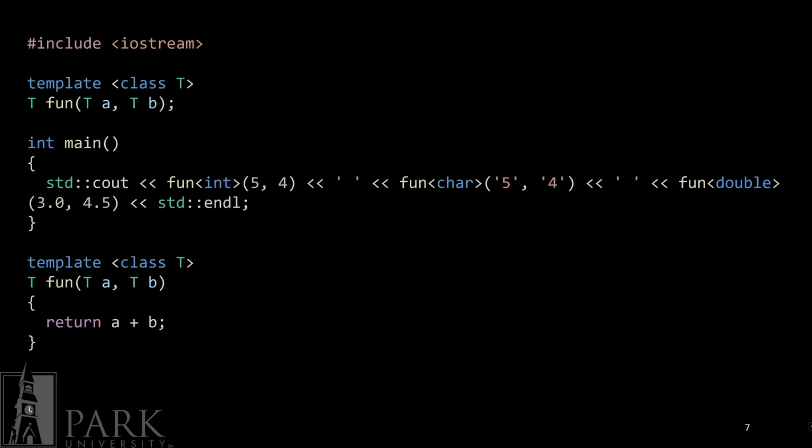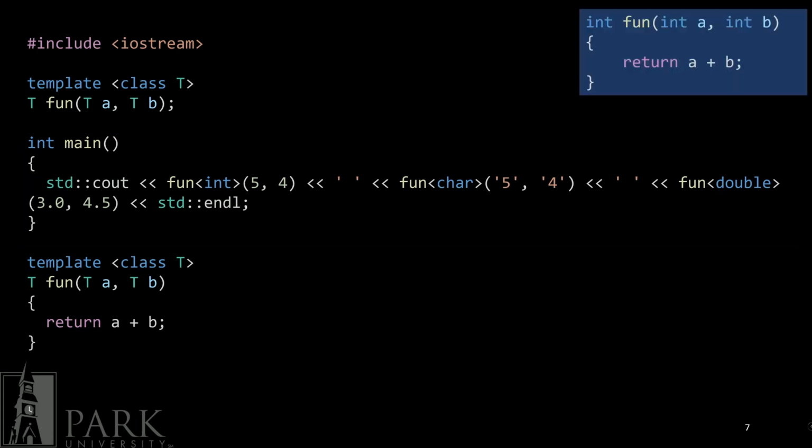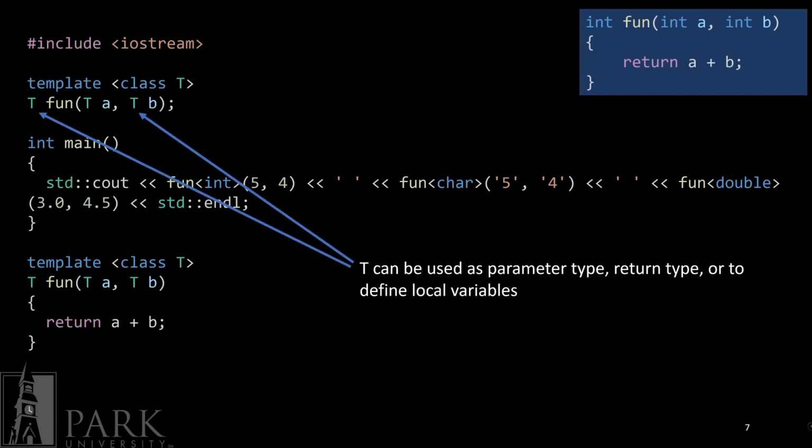Here we have a main function that attempts to use function fun with several different data types. And here is the original int version of the function that we want to use as our base. We can define a function template with a type parameter T. This type parameter T will be used as the type of its 2 parameters and its return type. And here's a definition for this function template. It's important to note that the type parameter T can be used as a parameter type, return type, or to define local variables. And you can see in this case, we're not using it for local variables, we're just using it for its parameter types and its return type.